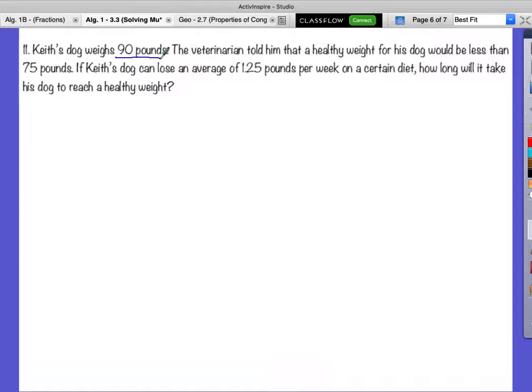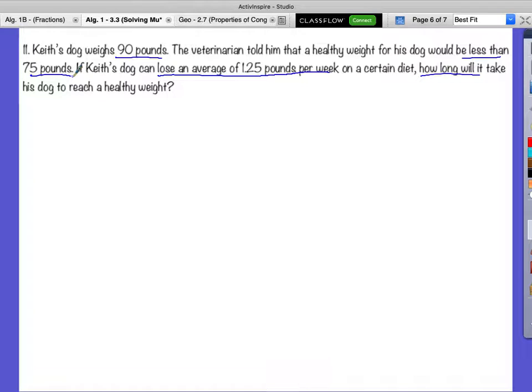Raise your hand and tell me what else is important. Dylan. Average of 1.25 pounds. Okay? Can lose an average of 1.25 pounds per week. That's important to know. What else is important to know? How long will it take to reach the healthy weight? Okay? Serenity. Less than 75 pounds. That's the target, right? To be less than 75.